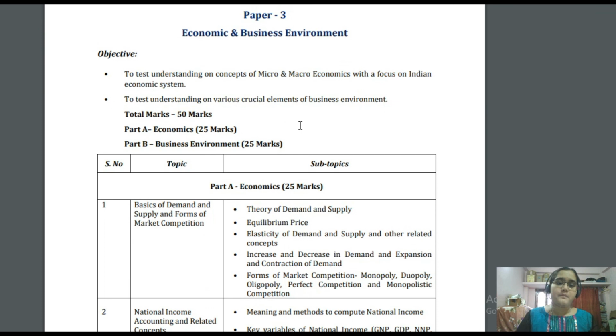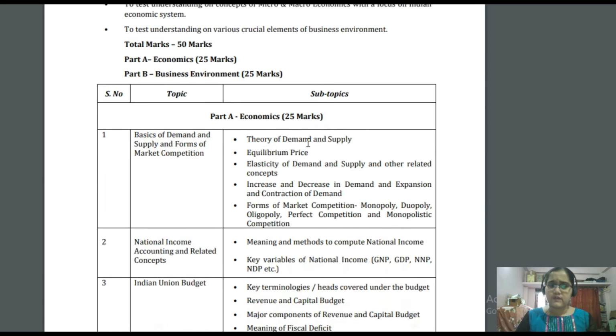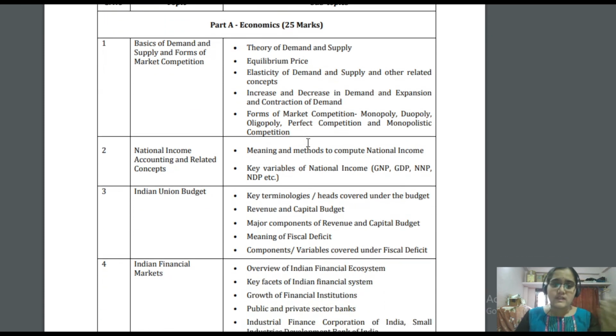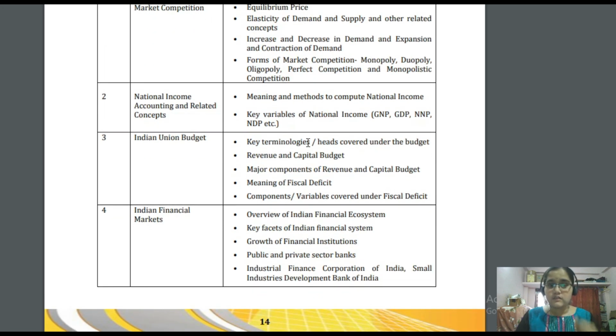And then comes economic and business environment. Same, you can go back to the CS Foundation PDF, paper number 3 or 4, I guess, I don't remember exactly. You can download that PDF and start studying for this paper. You have again part A, economics, part B, business environment. Economics for 25 marks, you have the basics of demand and supply, because it's the most important concept of economics. Then we have the concept of national income and the Indian Union budget.